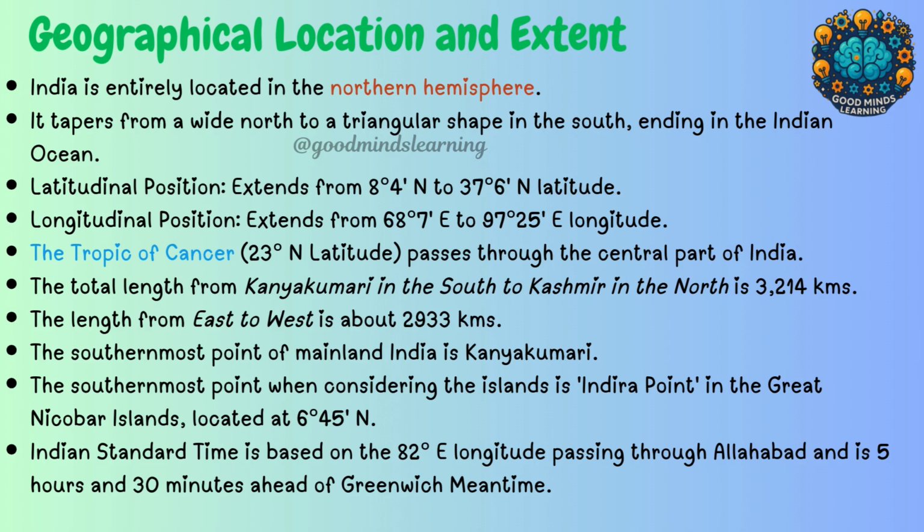The Tropic of Cancer, 23 degrees north latitude, passes through the central part of India. The total length from Kanyakumari in the south to Kashmir in the north is 3,214 kilometers. The length from east to west is about 2,933 kilometers. The southernmost point of mainland India is Kanyakumari.